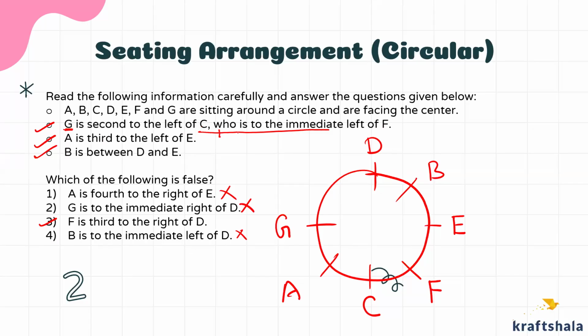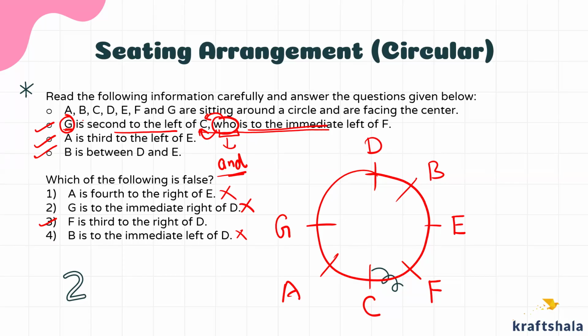If I replace this relative pronoun by "and", now the understanding is clear that both sentences point to G, right? But the sentence says G is second to the left of C, who is to the immediate left of F. That means this is pointing to C. So just to make it clear, whenever there's a relative pronoun, it is talking about the nearest person. And whenever there's a conjunction, it is talking about this person. And this is pretty obvious as well.